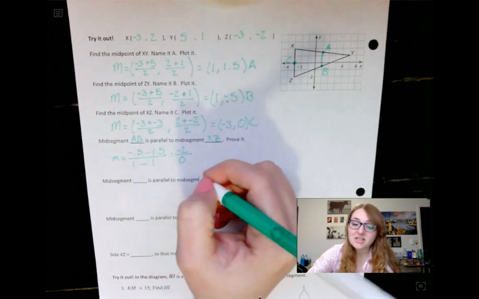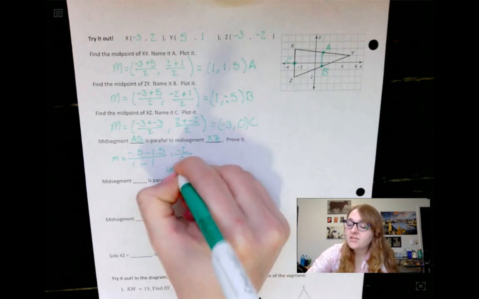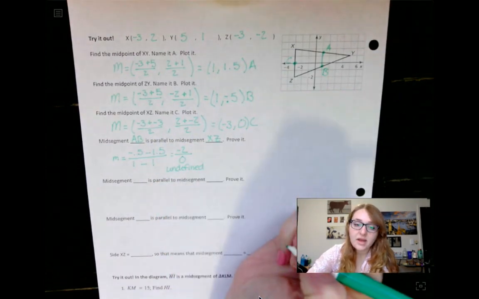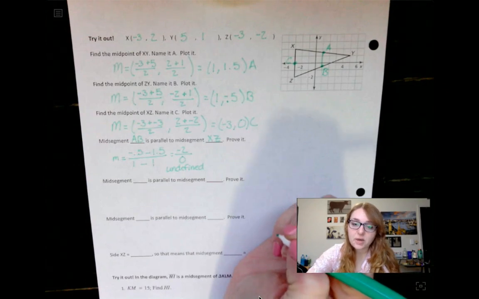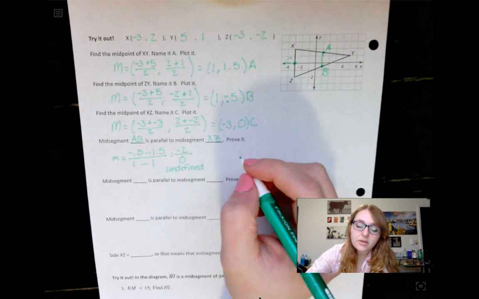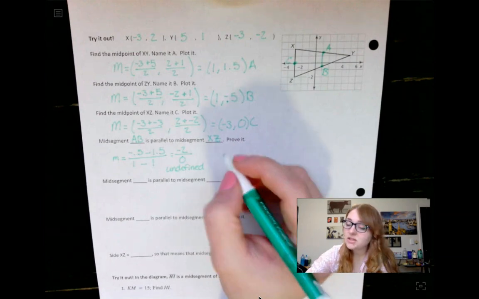And just like I just said, whenever 0 is on the bottom of the fraction, this is going to be undefined or an error. It's going to give you an error in the calculator. Okay, so the slope of AB is undefined. So now let's check the slope of XZ. Okay, I'm going to make X my x1, y1, and Z my x2, y2.